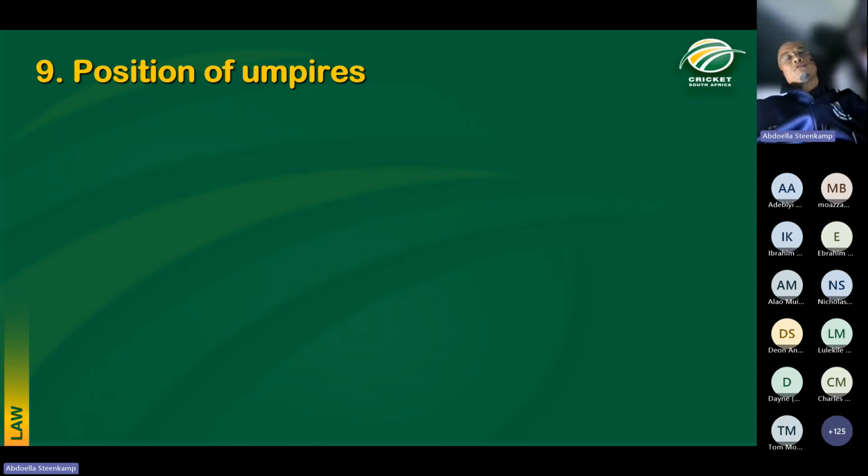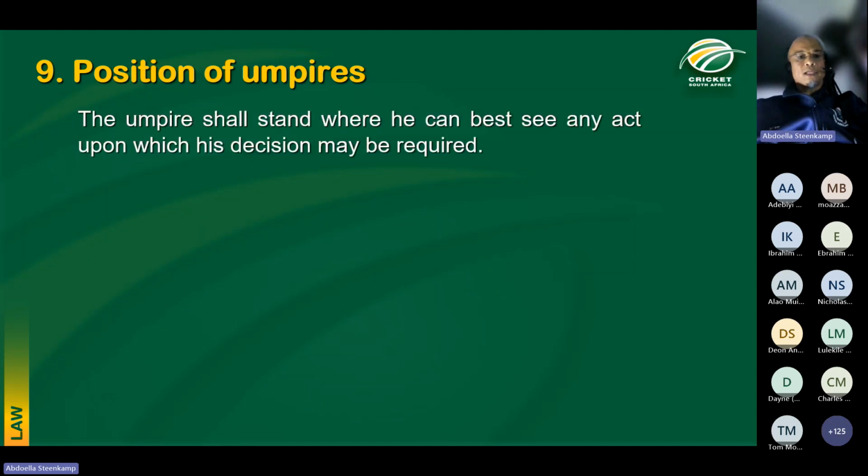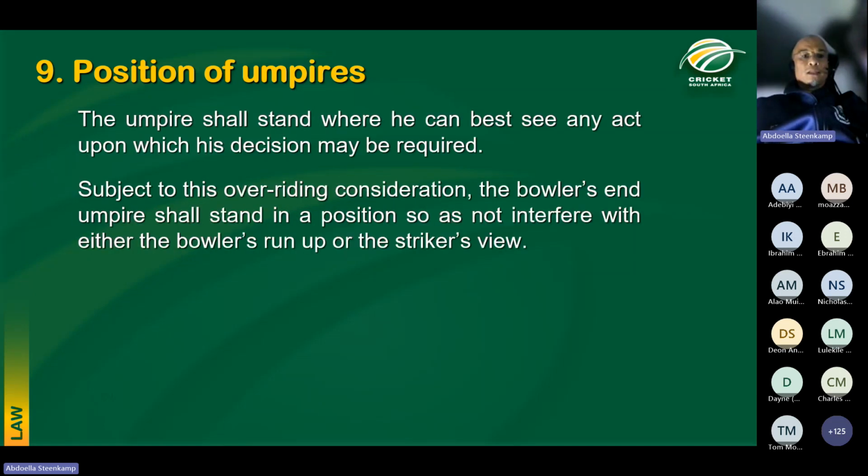So when it comes to the position of umpires, where do the umpires stand on the field of play? You have your bowler's end umpire. Where does the bowler's end umpire stand? And then you have your striker's end umpire. Where does the striker's end umpire stand? The law guides us. Let's see what the law tells us. For the bowler's end umpire, the law doesn't specify exactly where he or she needs to stand. All the law tells us is that the umpire needs to stand where he or she can see any act upon which a decision may be required.